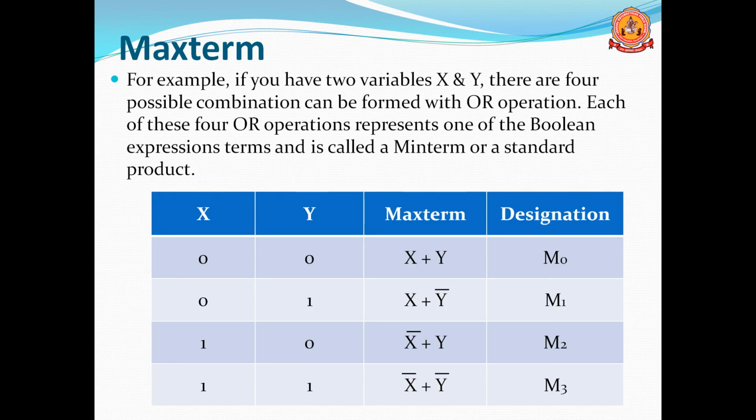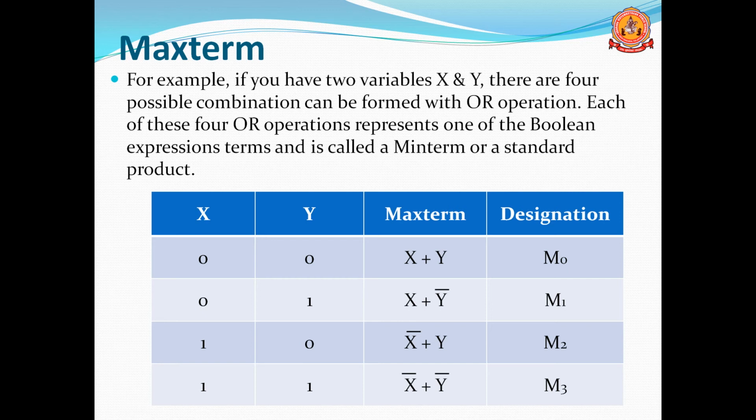Here is an example. If we take the two values x and y, we will perform the OR operation. Because there are four combinations, we can use the four combinations and represent them in max term, which is also known as standard sum. Here we use two columns, x and y, with two terms and four combinations: 0 0, 0 1, 1 0 and 1 1. Max terms we can represent like this.